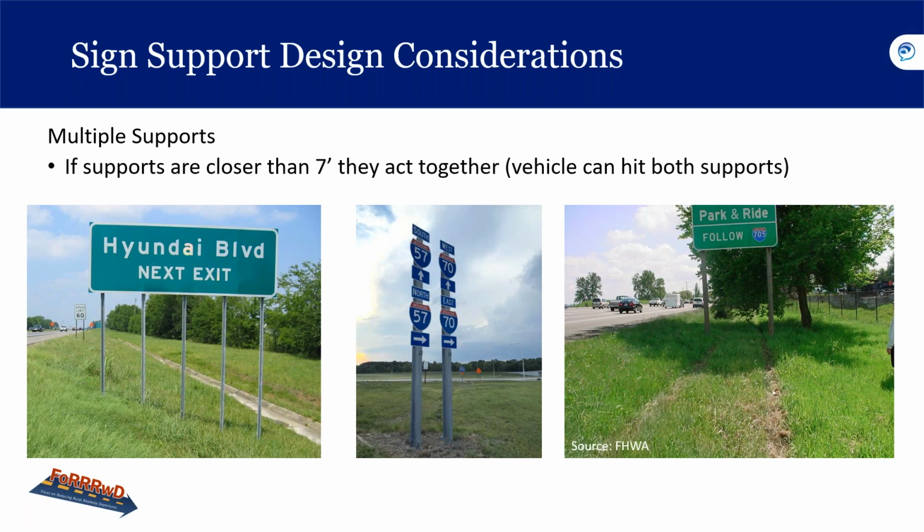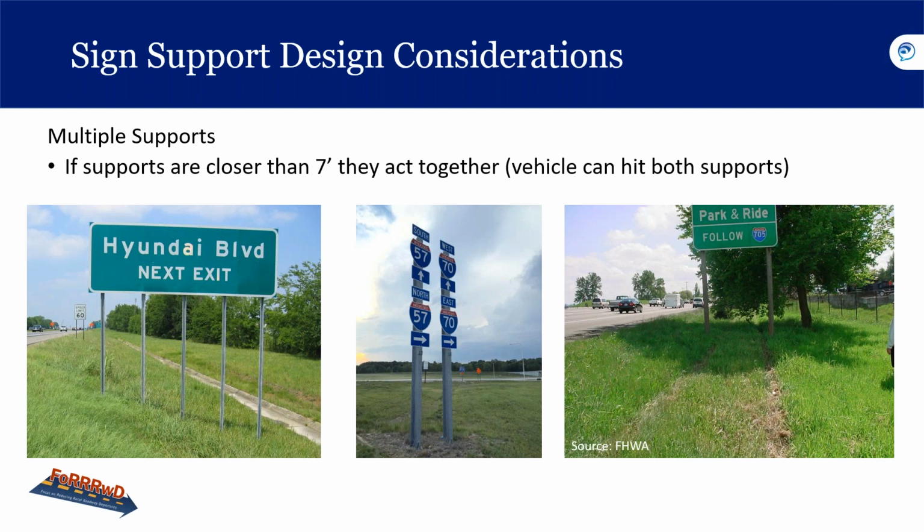If posts are within 7 feet of each other, they are only considered crash worthy if they have been crash tested together. Otherwise, the post may act more like a barrier and won't give when a vehicle strikes them. So on the left, we have a sign with multiple supports within 7 feet. Some smaller supports may have been tested with the vehicle hitting 2 or more.